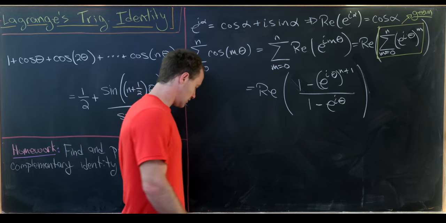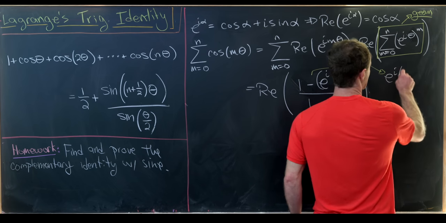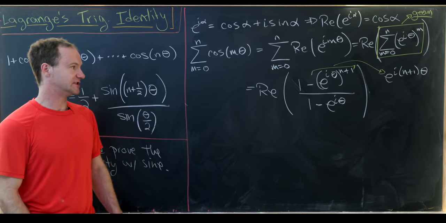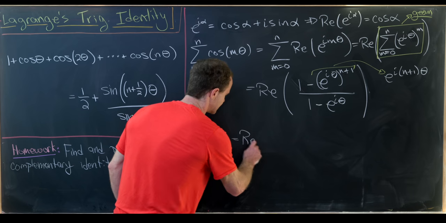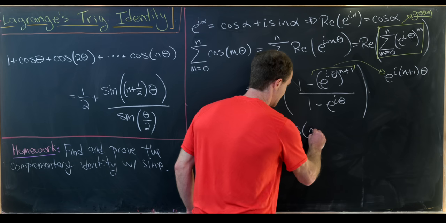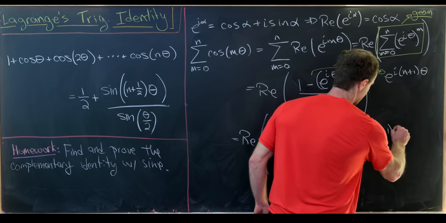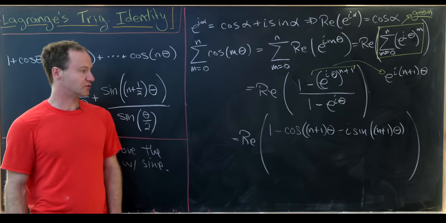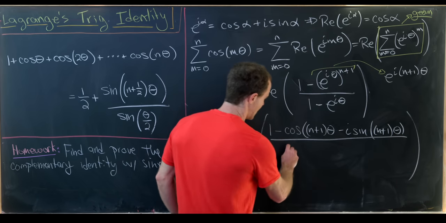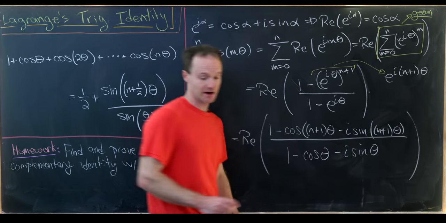Okay, but now let's maybe put this back together into an e to the i (n plus 1) times theta using exponent rules, and then we'll break this apart into trigonometric functions. So that's going to give us the real part of, let's see, in the numerator we have 1 minus cosine of (n plus 1) times theta minus i times sine (n plus 1) times theta. So that's our numerator, where I went ahead and distributed that minus sign. And then in the denominator, we'll have 1 minus the cosine of theta minus i times the sine of theta.